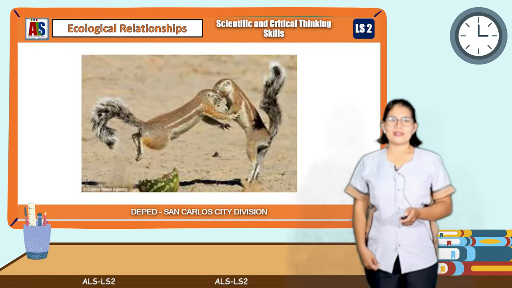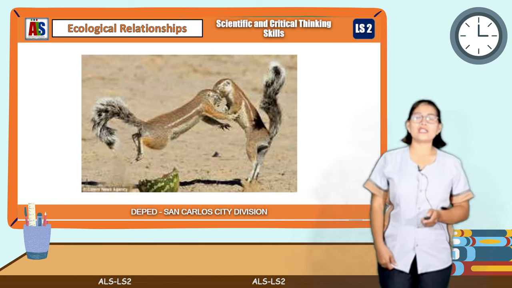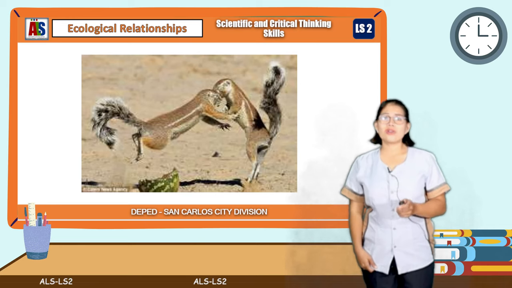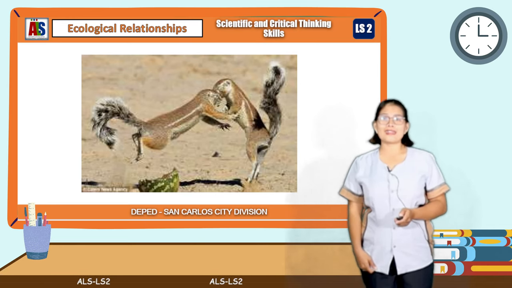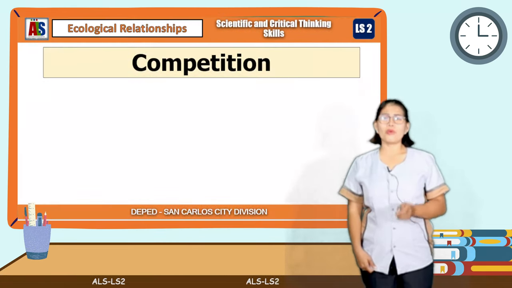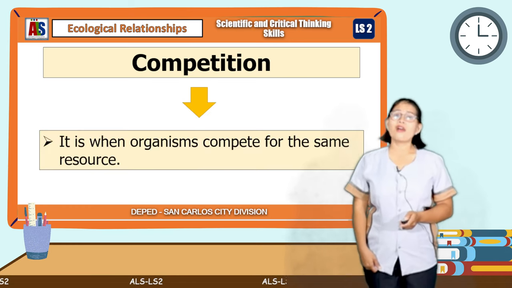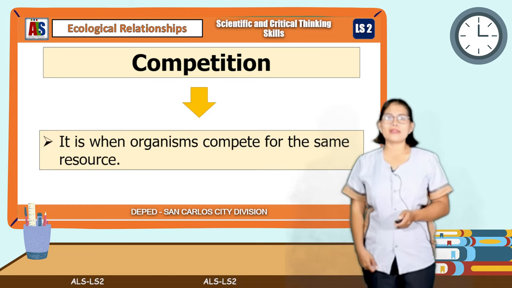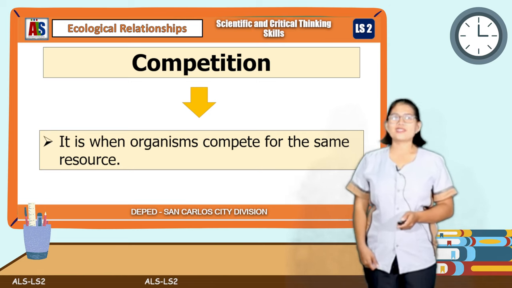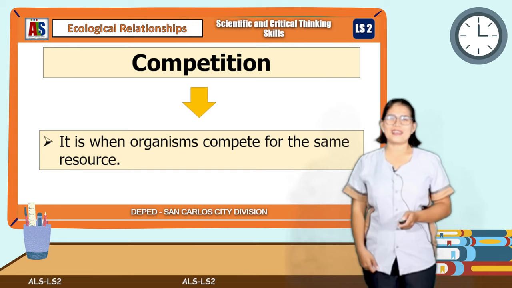Now, look at this picture. It shows competition. The two squirrels are fighting for what? For food. What is competition? It is when organisms compete for the same resource. So what are those same resources? It's either food or space.